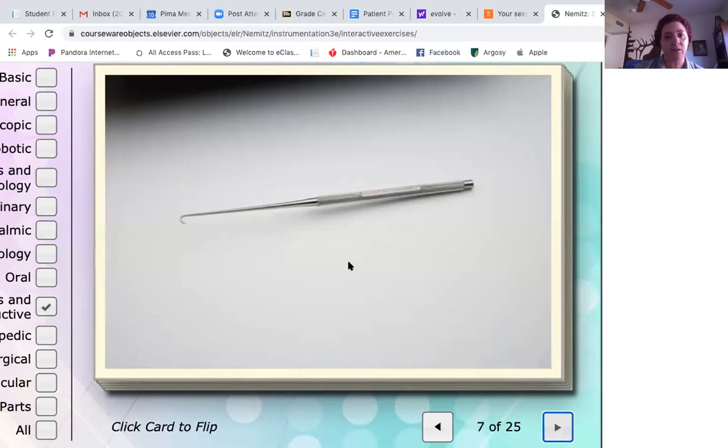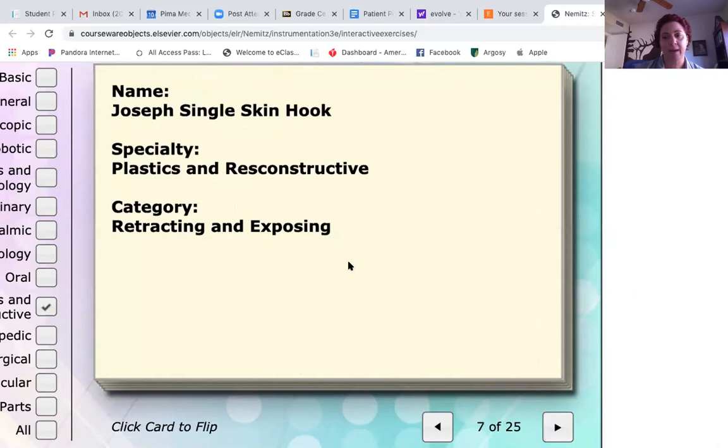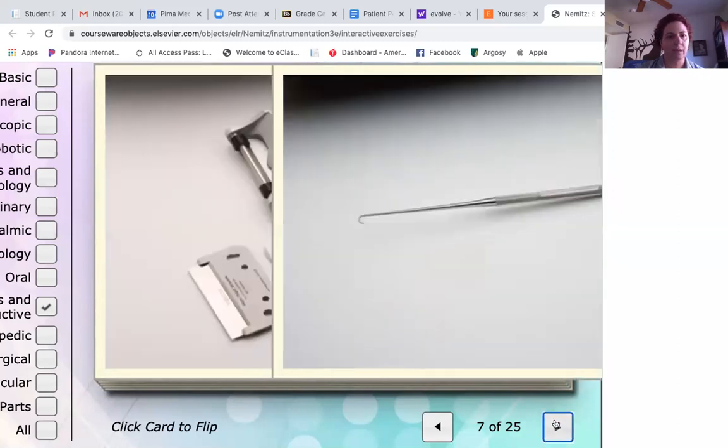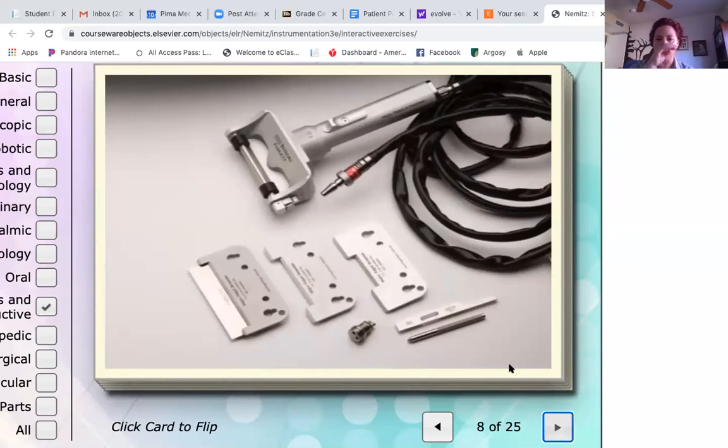This is the single skin hook. Okay, it's called the Joseph single skin hook. Retracting and exposing, again, for retracting skin predominantly. The Joseph. Next, this is the dermatome.